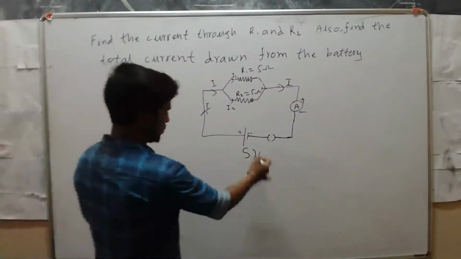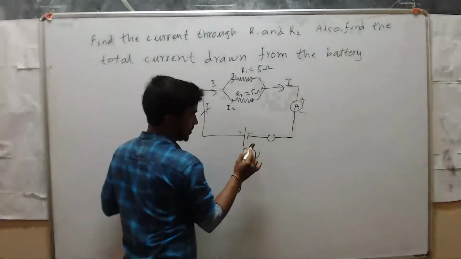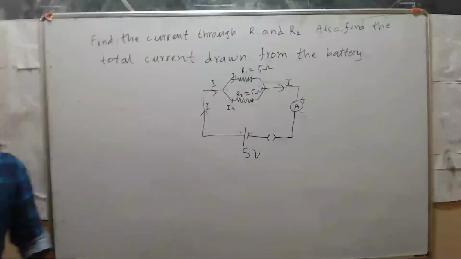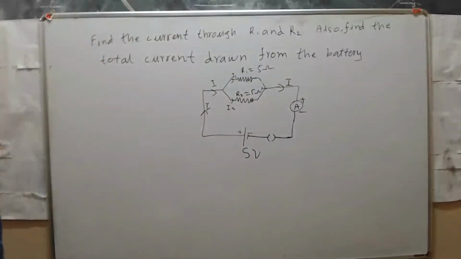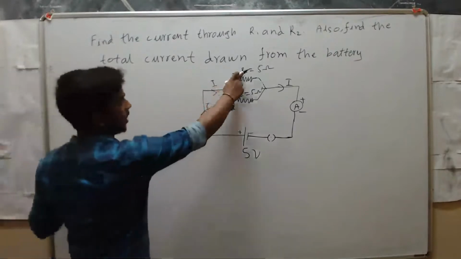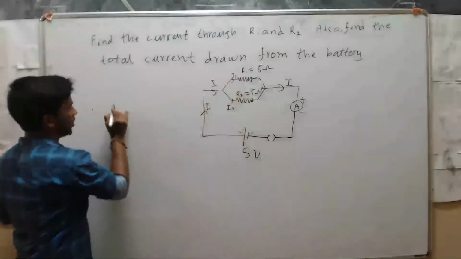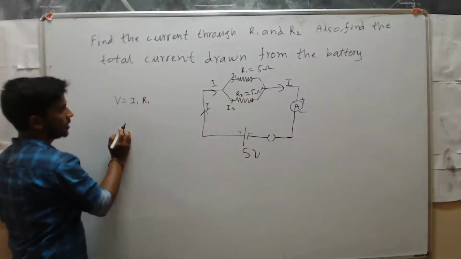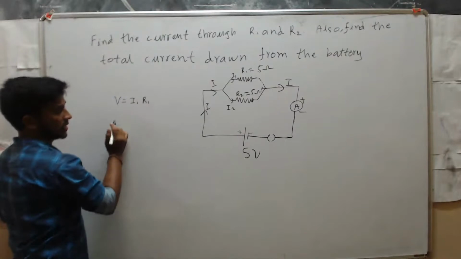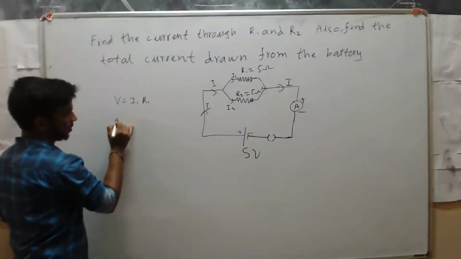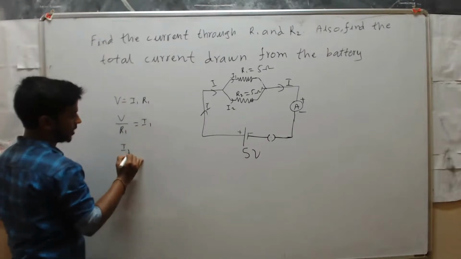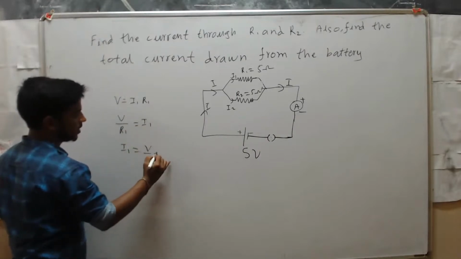See here, voltage is 5 and here also 5. Why? Voltage is constant in parallel circuits. Okay, so we need current through R1, right? For that we have the formula V is equal to I1 into R1. So we use it for branch currents. Next we bring R this side, so we divide by R1, I1 is equal to V by R1.